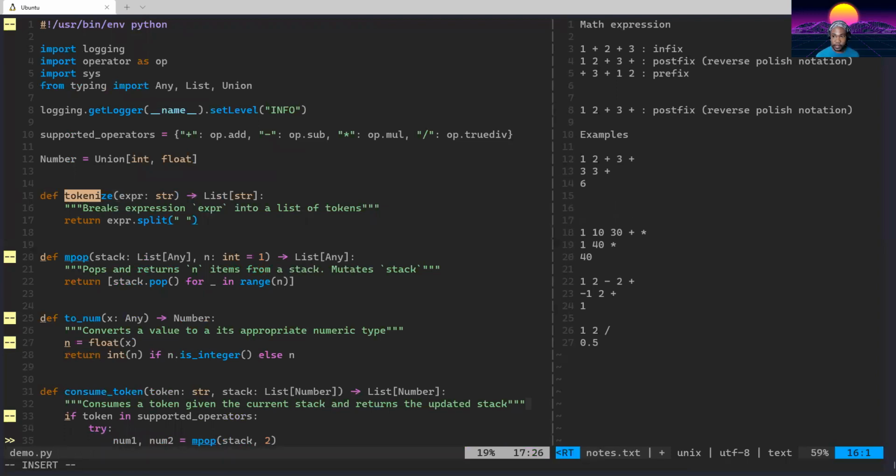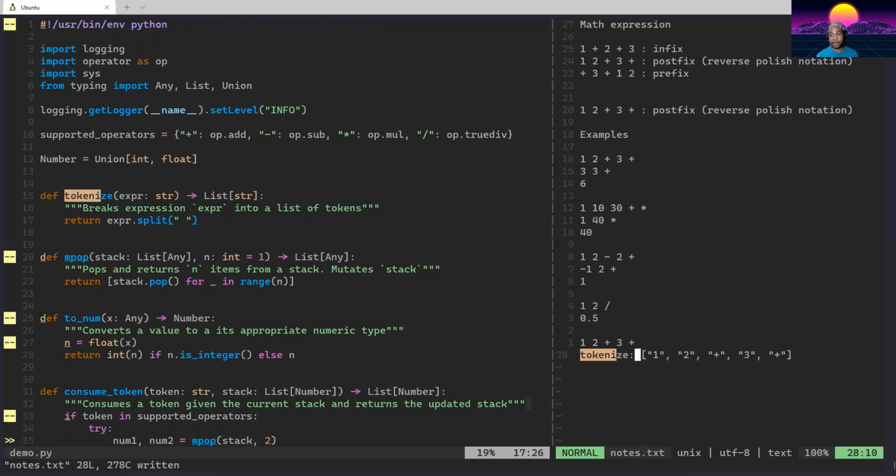So for example, just take this. This would then become 1, 2, plus, 3, plus. That's what happens when I tokenize the expression. Okay.